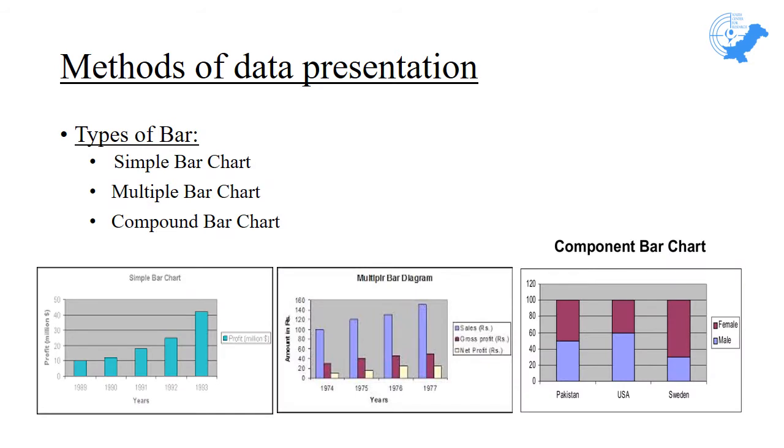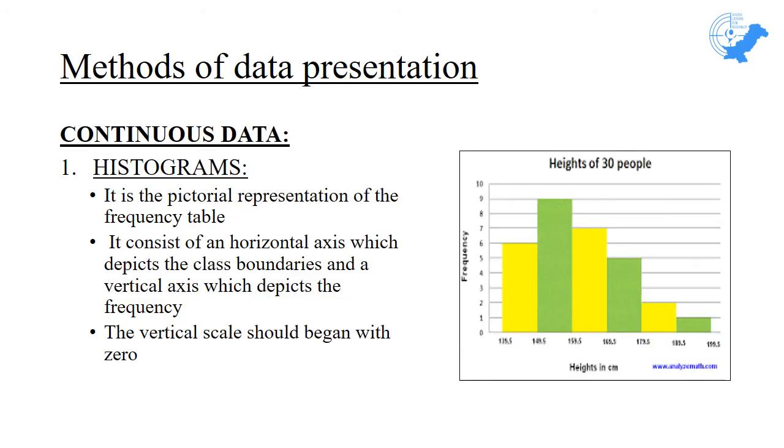There are multiple types of bar diagrams. First is known as the simple bar chart or diagram, in which only one variable is presented. In the multiple bar chart, more than one variable is presented. In a compound bar chart, different variables within the same specific variable are presented, such as you can see in the last picture of the slide. The bar represents USA, while the different colors in between represent the different percentages of males and females.